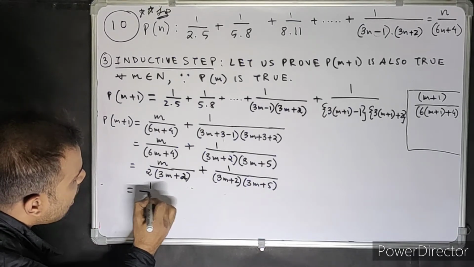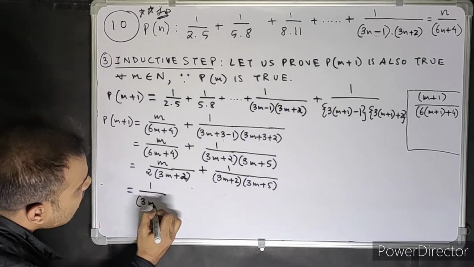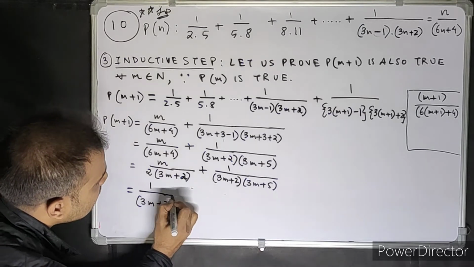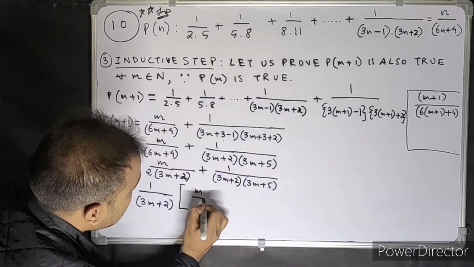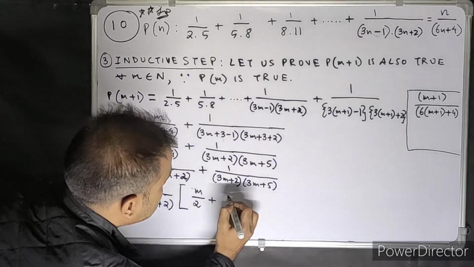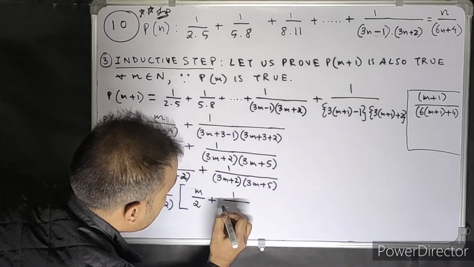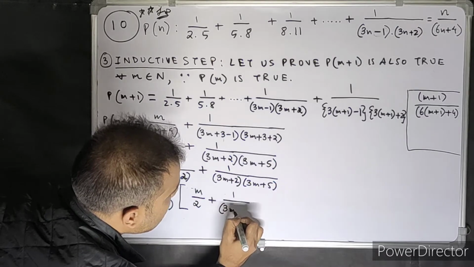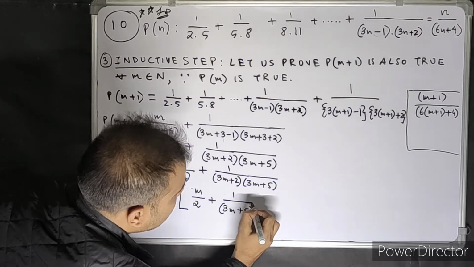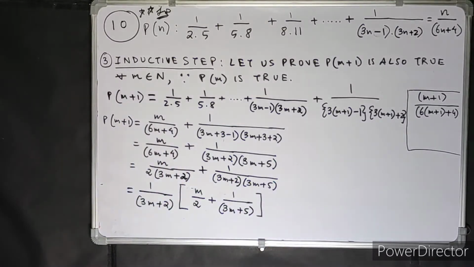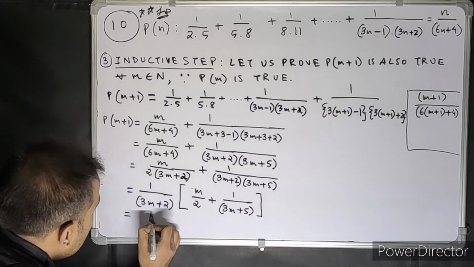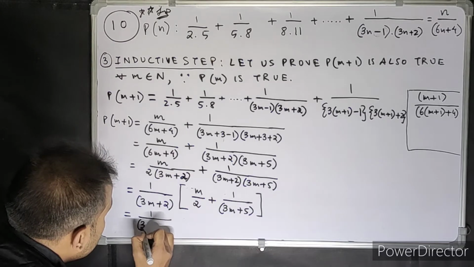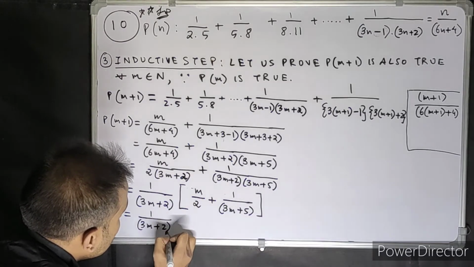I will take out 1 by 3m plus 2. That is gone away. Okay, now inside the bracket, I am left with m by 2 plus, this side, I am left with 1 divided by 3m plus 5. Look very carefully. Nicely done. Then from here what to do? 1 divided by 3m plus 2.